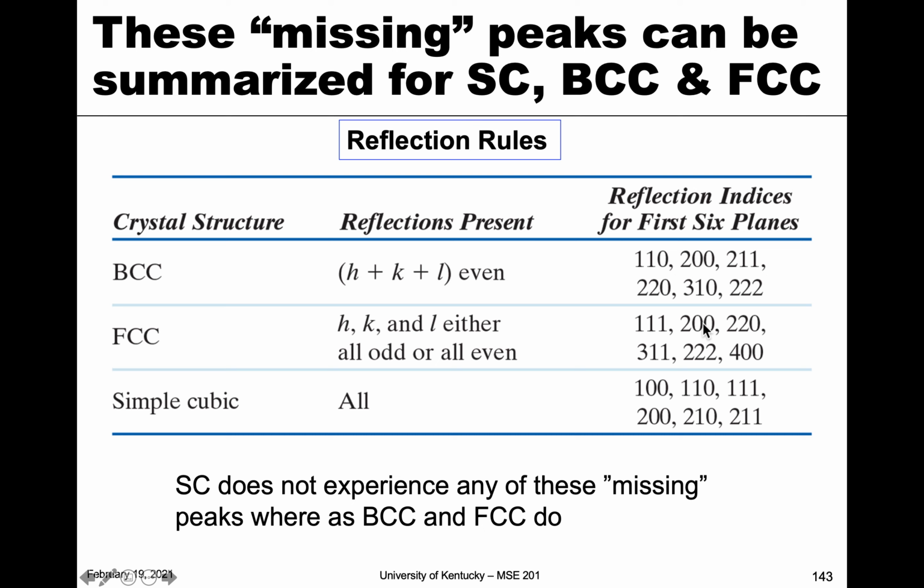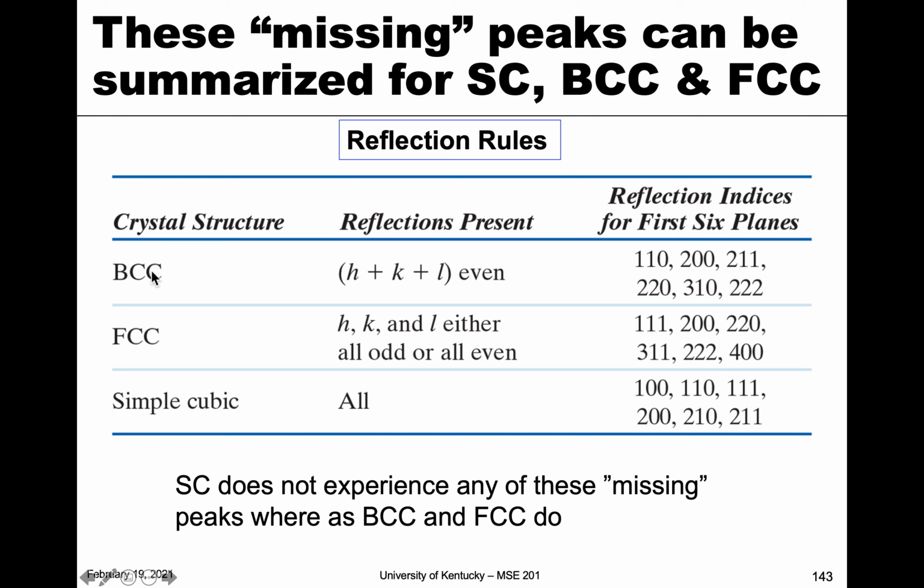Any other plane doesn't occur. So if we consider 1, 0, 0, 1 is considered odd, 0 is considered even. And so that's mixed. And so we don't see it in FCC. Or if we look at 2, 1, 0, 2's even, 1's odd, so we don't see it, right? So that's the rules for FCC. And so the first 6 peaks that you would see would be in this order: 1, 1, 1, 2, 0, 0, 2, 2, 0, 3, 1, 1, 2, 2, 2, and 4, 0, 0.